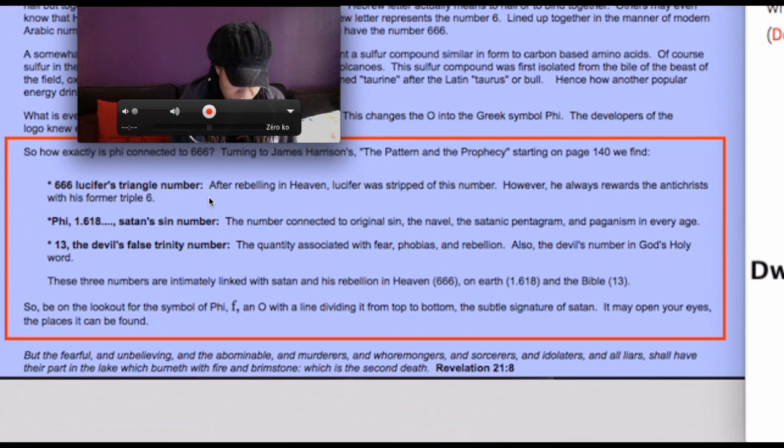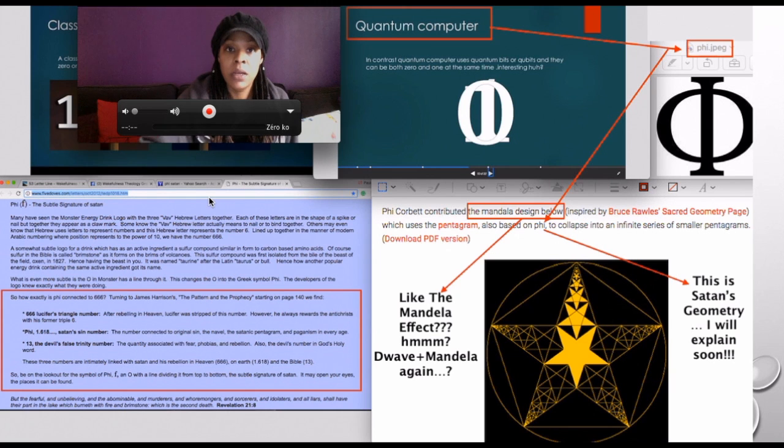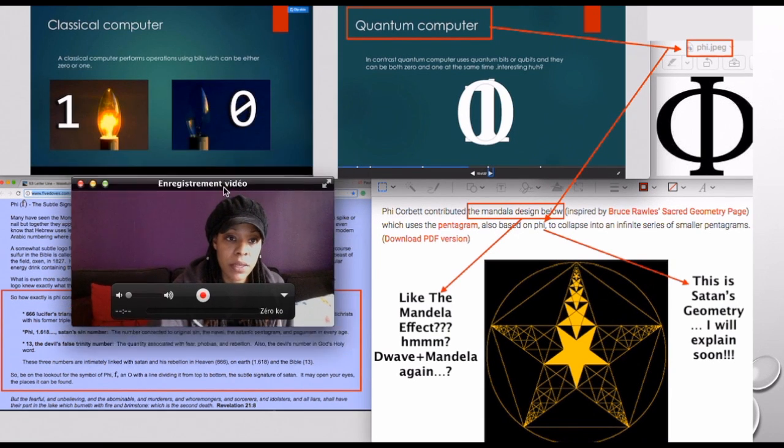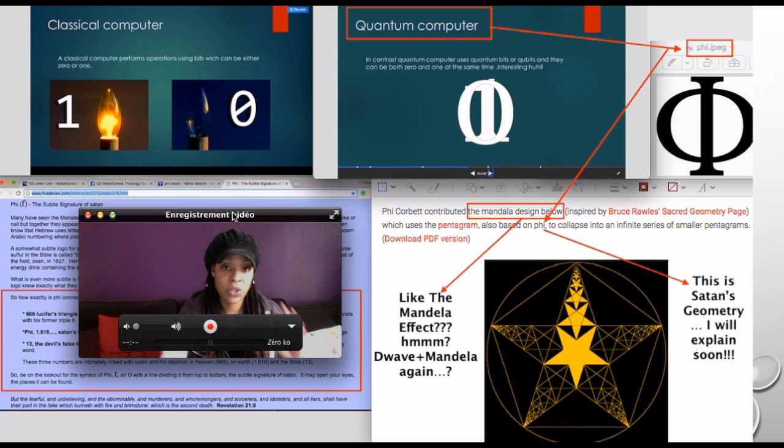So these three numbers are intimately linked with Satan and his rebellion in heaven, 666, on earth, 1.618, and the Bible, 13. So be on the lookout for the symbol of phi, which is the O with the line dividing from the bottom and the top that I showed you a few minutes ago. So this is the subtle signature of Satan. It may open your eyes to the places it can be found.